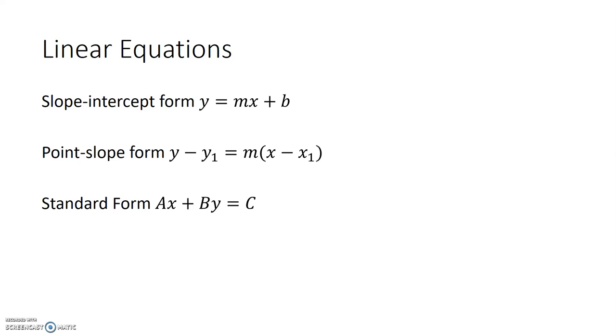I have them all up here. Keep in mind that the m that you see in slope-intercept form and point slope represents the slope. The b in slope-intercept form is our y-intercept. In point slope form, x sub 1, y sub 1 is an ordered pair that would be on the line. And in standard form, the stipulation was that A had to be a positive whole number.